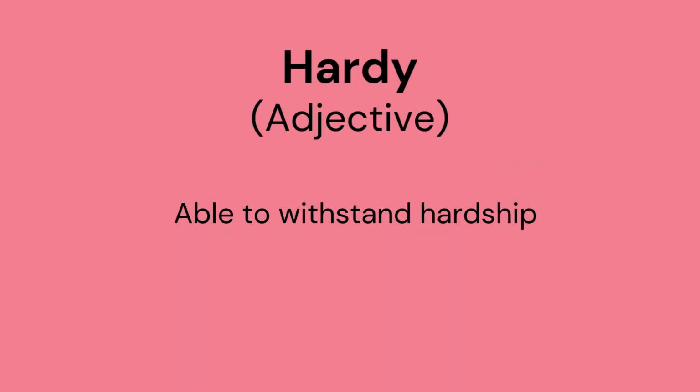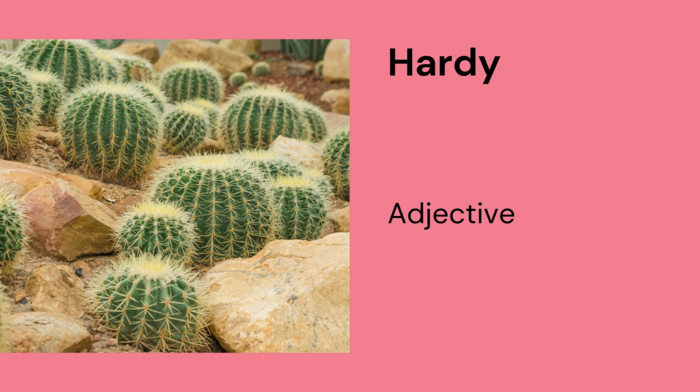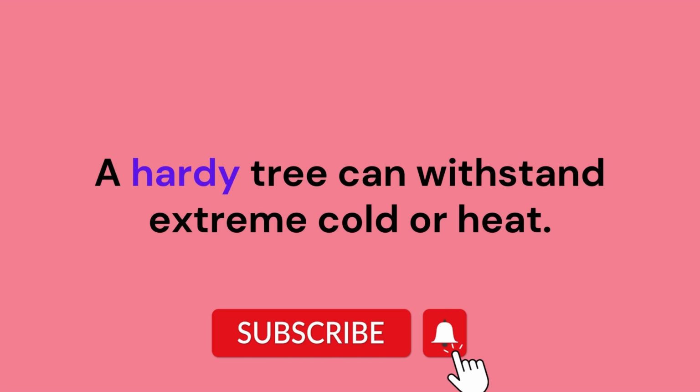Hardy. Hardy is an adjective and it refers to the ability to withstand hardship. And I think very few things are more hardy than plants that survive in the desert, right? A plant that can survive in the desert where it gets so hot and which has so little rain is a very hardy plant, like we can see with these cacti growing in the desert. A hardy tree can withstand extreme cold or heat.